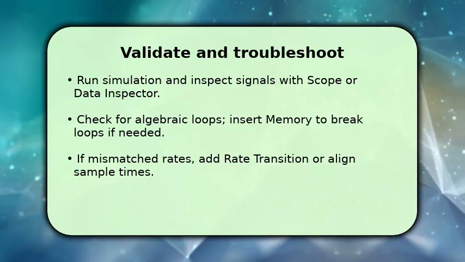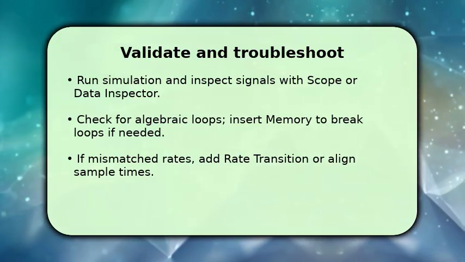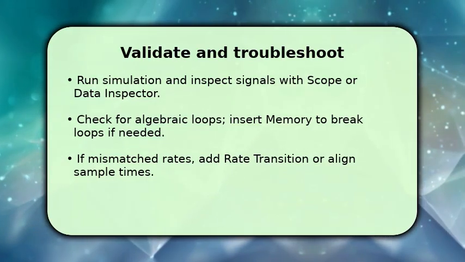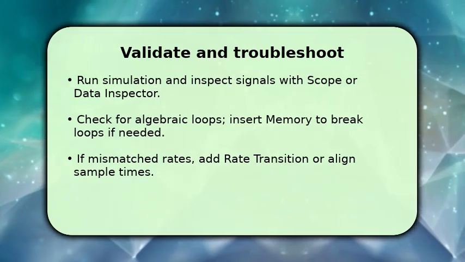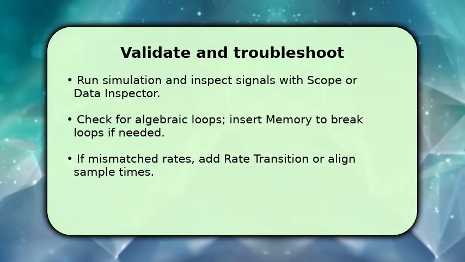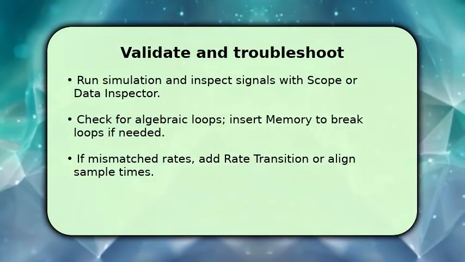If you see unexpected behavior, make sure sample times match or add a rate transition block to handle mismatched rates. This prevents race conditions and logging artifacts.